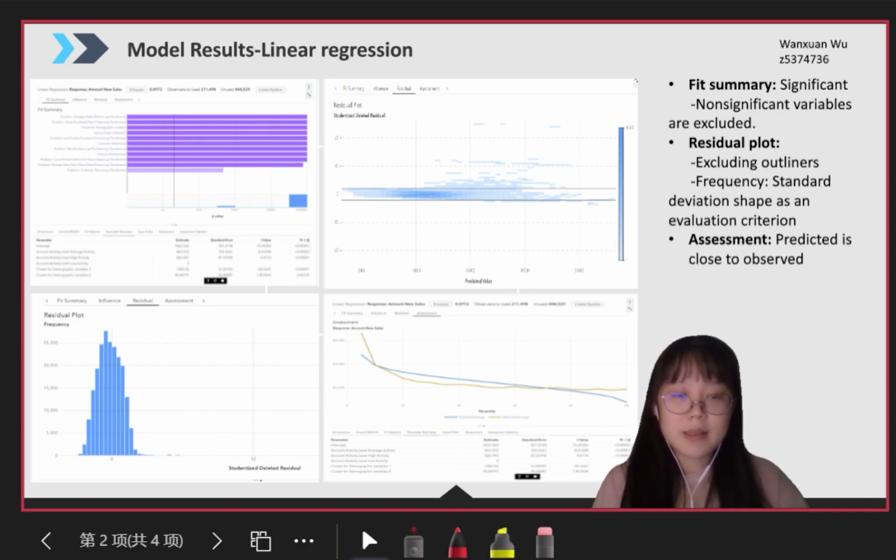The shape is not a perfect normal distribution, but it is very close to one, which means the linear regression model is quite a correct choice here. By using the assessment tool here, we can see the prediction line and the observed value line. The two lines are close to each other, which means our model has good prediction performance.